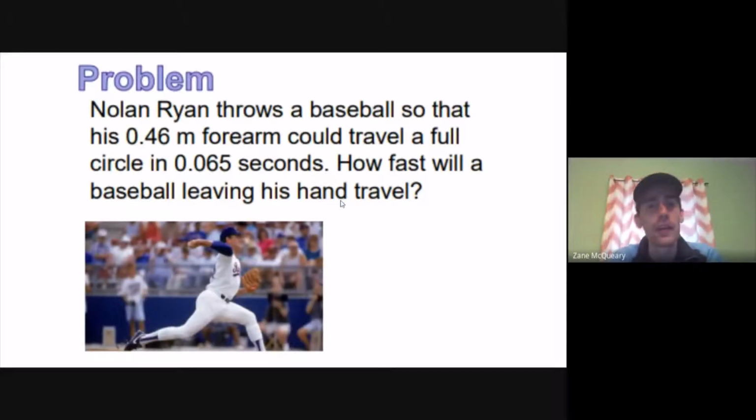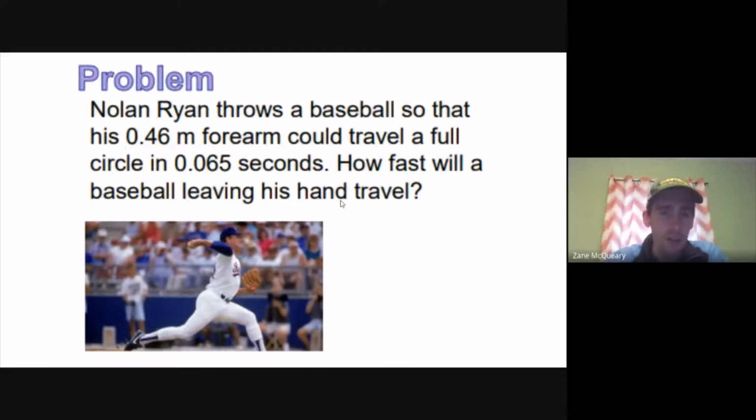Here's an example where we can use that. Nolan Ryan, one of the most famous pitchers, back when they first started measuring speed by radar, could throw a baseball so hard that his entire forearm could travel forward in less than 1/10 of a second. We want to know how fast the baseball is leaving his hand. When the baseball leaves his hand, it should be moving with a tangential velocity. So that's the thing we're going to be solving for.